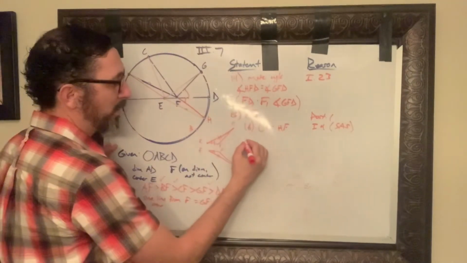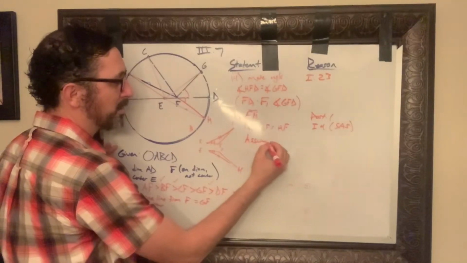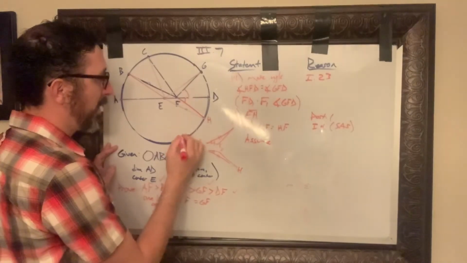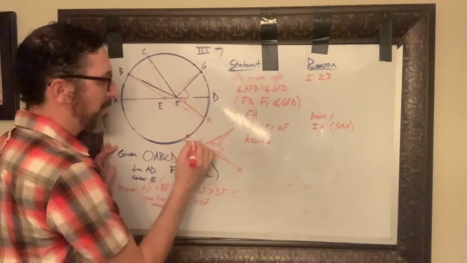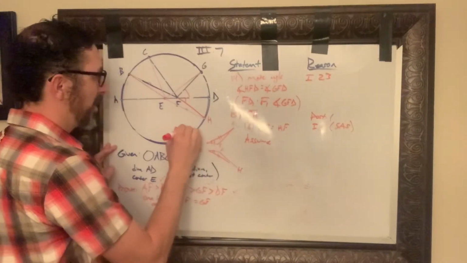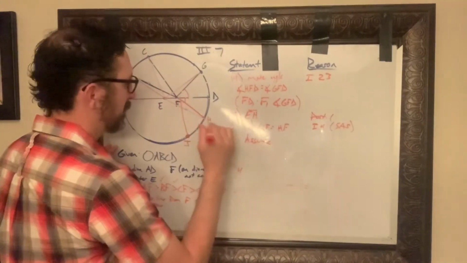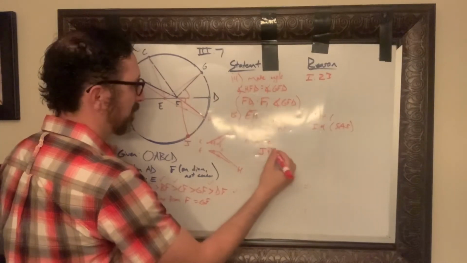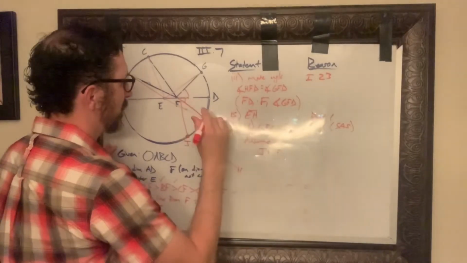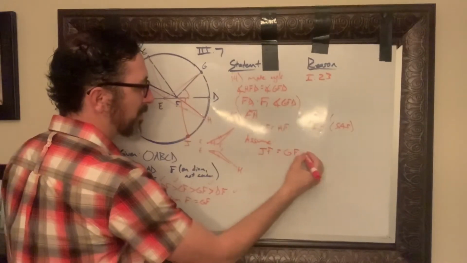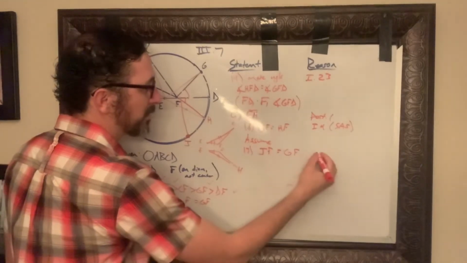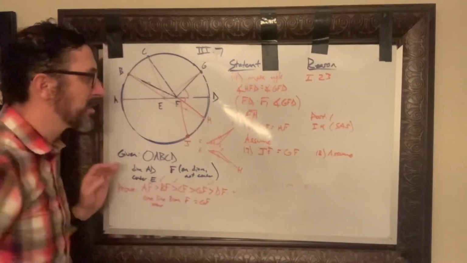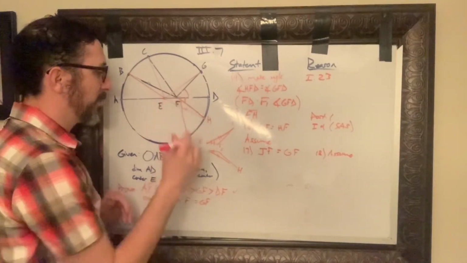I'm going to assume that there's another one somewhere in the circle. I'm going to assume that it's over here, and we'll call that J. I'm going to assume that JF is equal to GF. That's my assumption, that's 17. I'm going to try to say there's another line from F that's the same length.